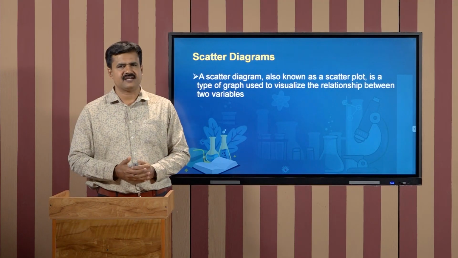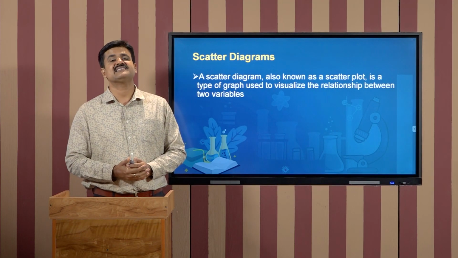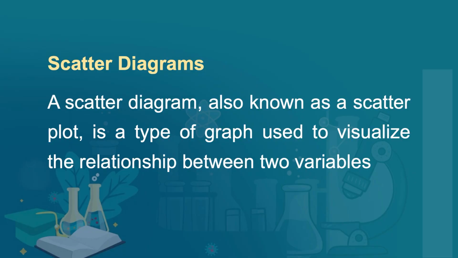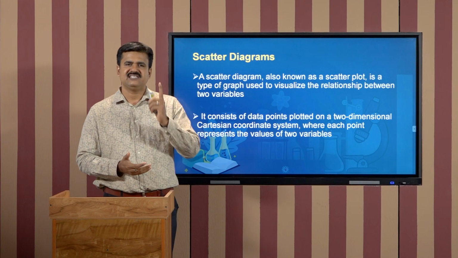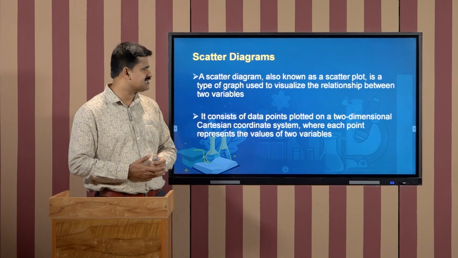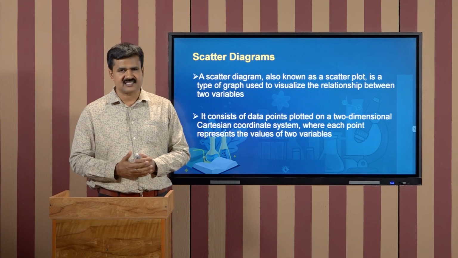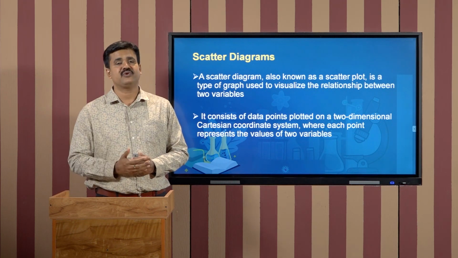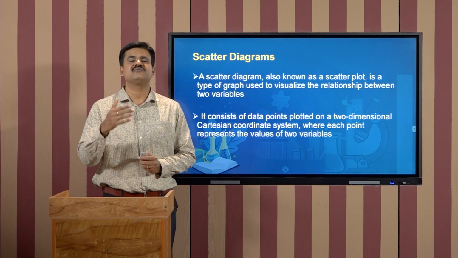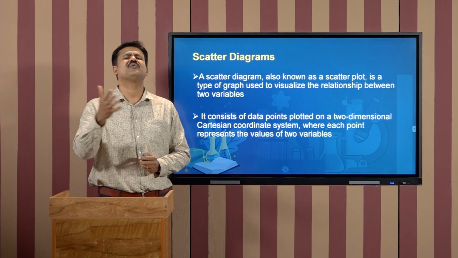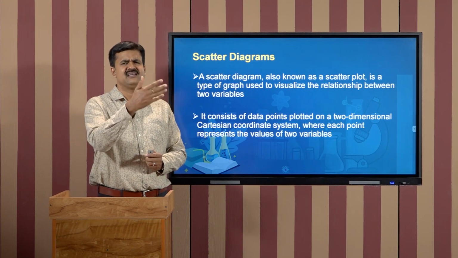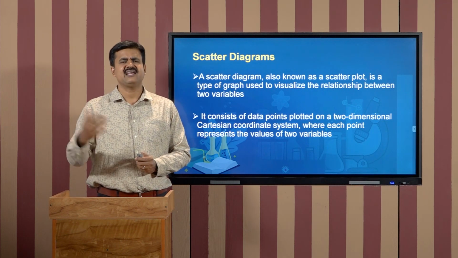A scatter diagram, which is also known as a scatter plot, is a type of graph or curve used to visualize the relationship between two variables. It consists of data points plotted on a two-dimensional Cartesian coordinate system, where each point represents the values of two variables. You know about the plotting of a graph by taking the x axis and y axis.